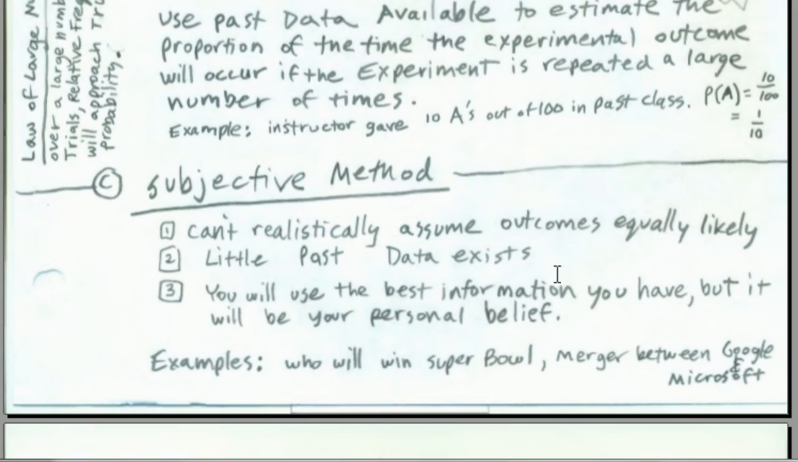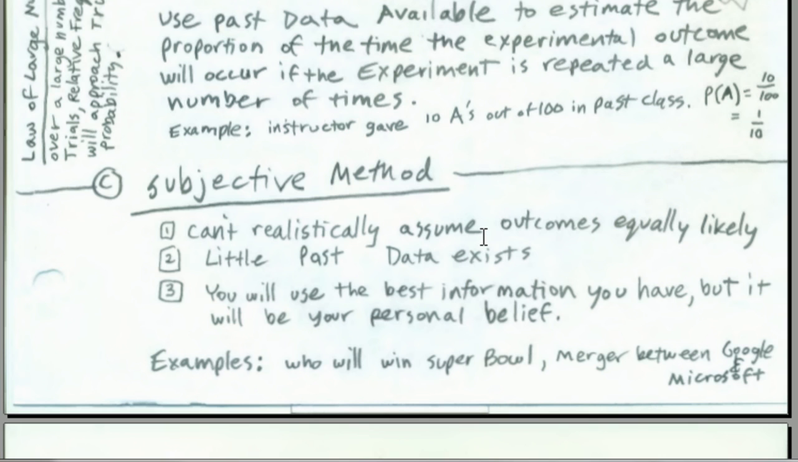The final method is the subjective method. And there's a couple ways you know that you're doing subjective, right? You can't realistically assume that all outcomes are equally likely. And there's little past data. Now, I'm actually shooting this on January 31st, 2015, which is the night before the Super Bowl between the Seahawks and the Patriots. Now, you think you could look at past data and figure out the probability, but I don't think so.